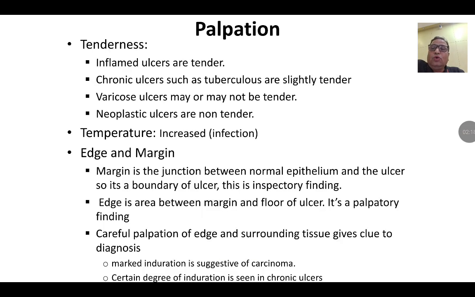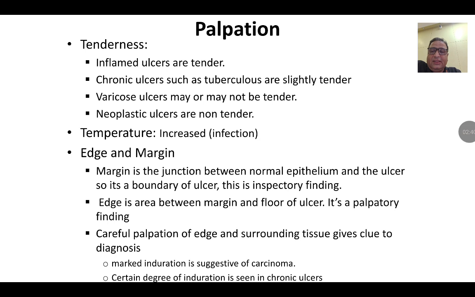Palpation. Note the tenderness. Inflamed ulcers are tender. Chronic ulcers such as tuberculous are slightly tender. Varicose ulcers may or may not be tender. Neoplastic ulcers are non-tender unless they have invaded the local nerves. The temperature: increased temperature is indicative of infection.